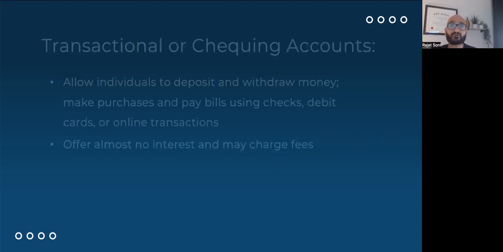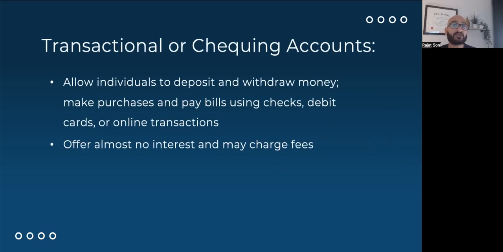One of the most common services provided by banks is a transaction account, also known as a checking account. These accounts allow you to deposit and withdraw money, as well as make purchases and pay bills using checks, debit cards, and online transactions. Typically, checking accounts offer almost no interest and may charge fees.